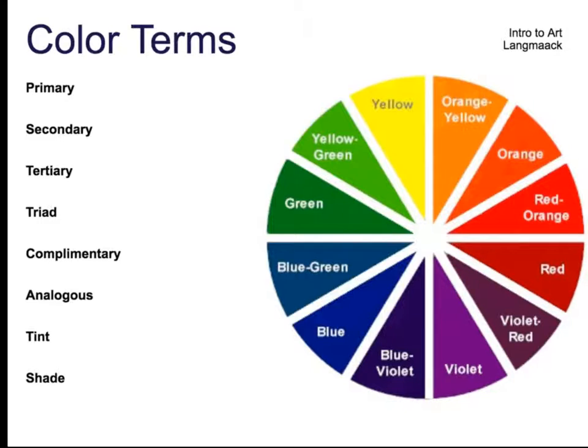We have these 8 terms. The first one is primary. Primary colors, I guess the question really is, what are the primary colors? It also begs the question of why, but we'll get to that in a minute. There are 3 of them. Do you know what they are? Ready, go.